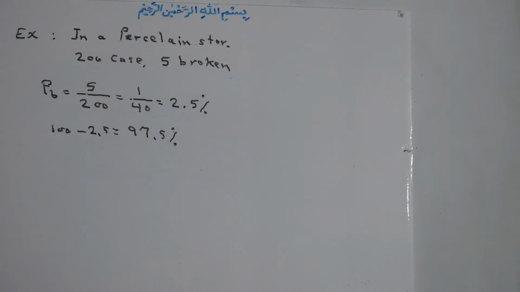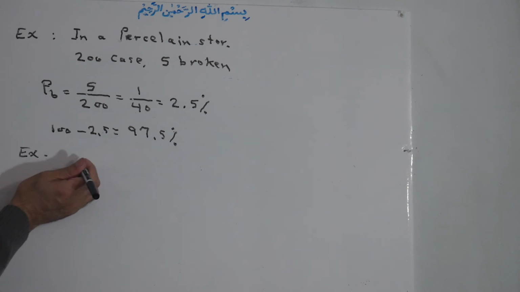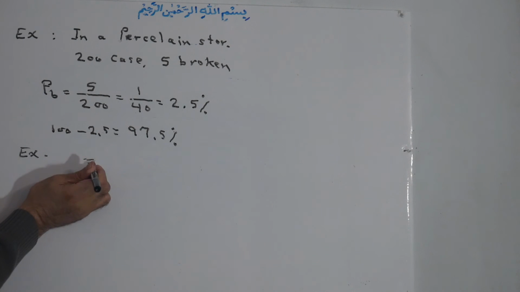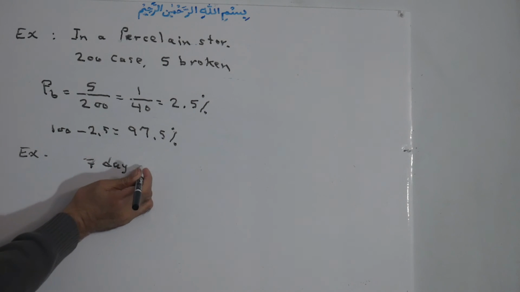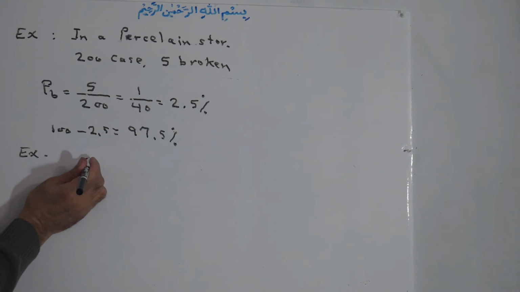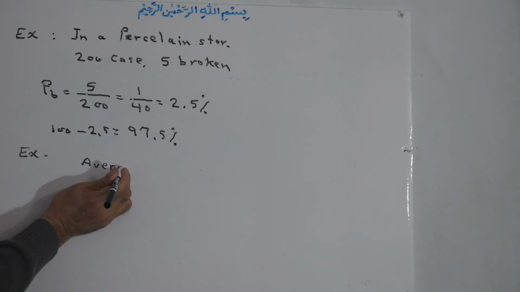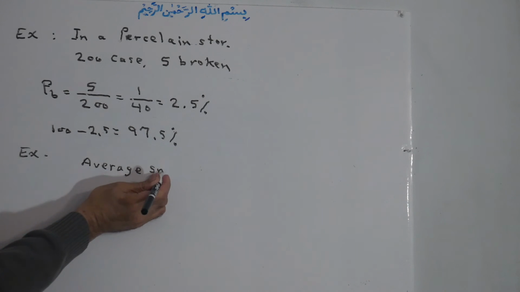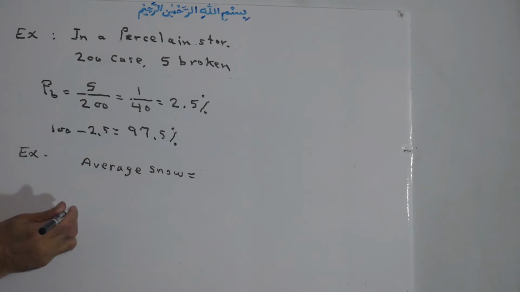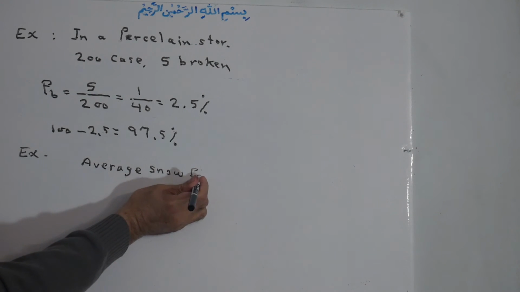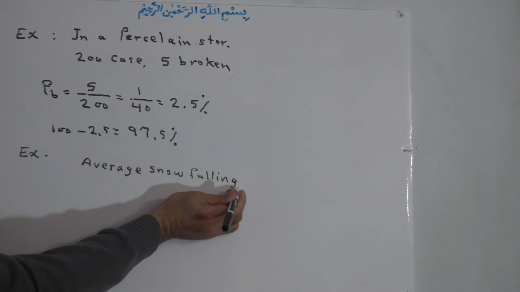Another example. In a city, in one of the months of winter, for example the month of January, we take a survey. The average snow falling is 7 days per month.